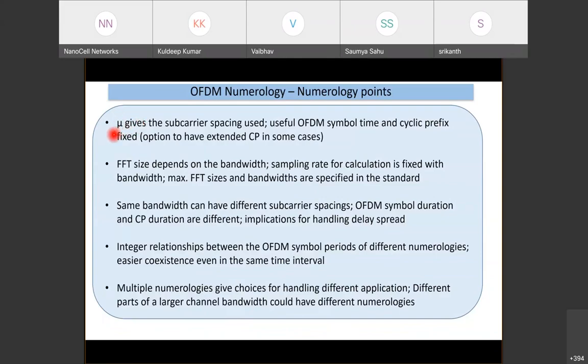For those of you technically inclined, the mu is the factor which will control the subcarrier spacing. Mu equal to 0 defaults to the LTE-like subcarrier spacing of 15 kilohertz. FFT size, of course, will depend on the bandwidth.